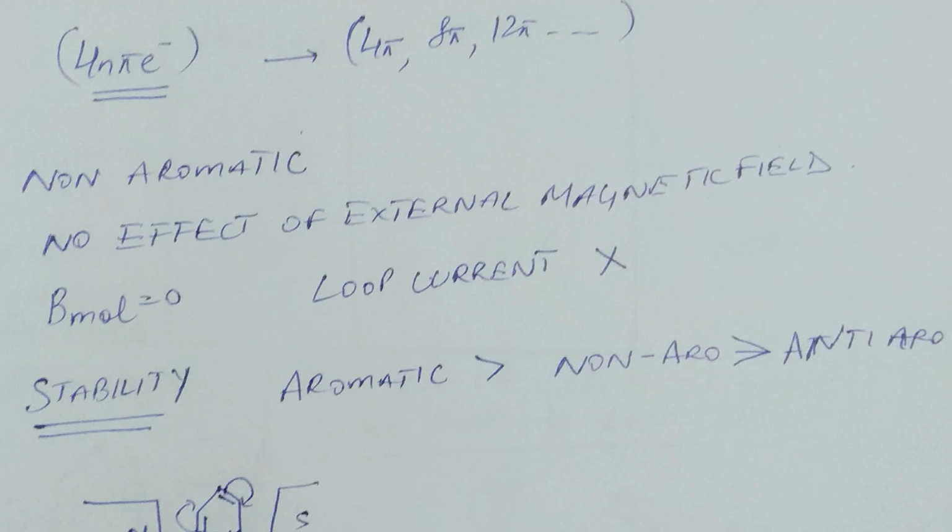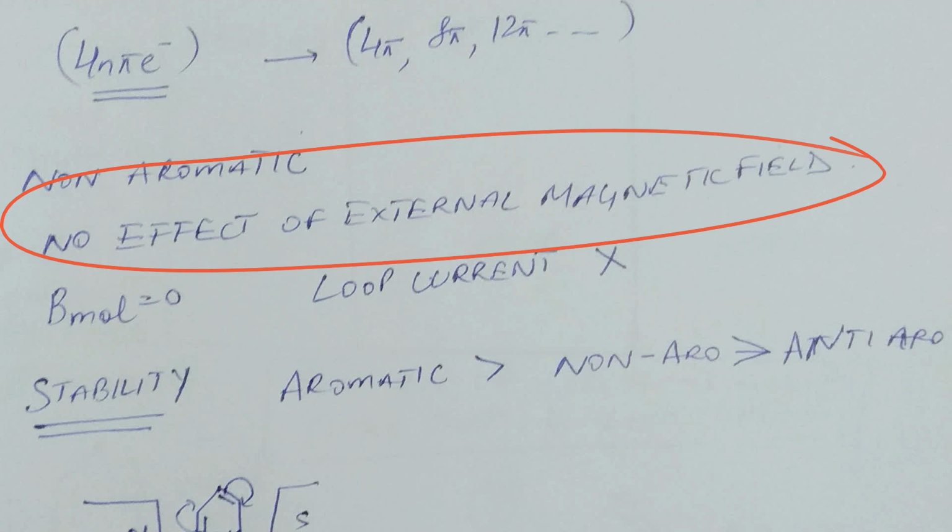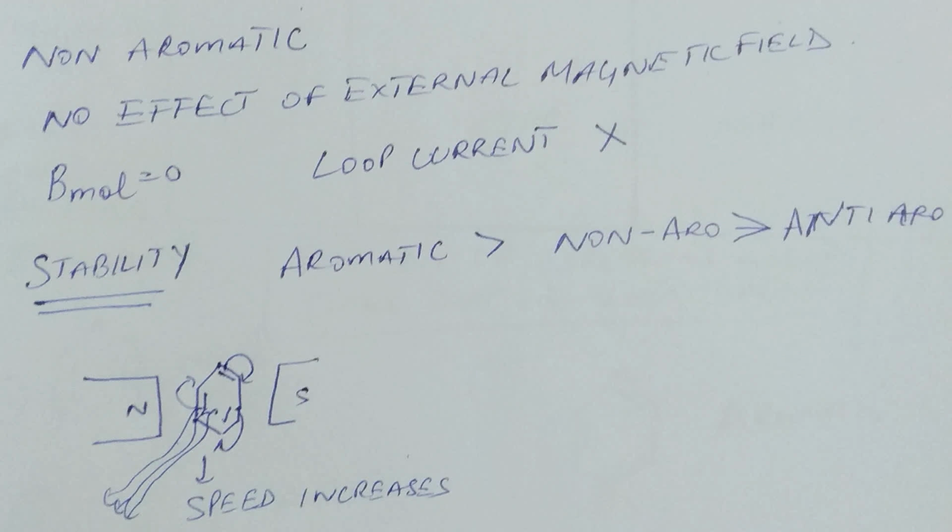Now the next topic is non-aromatic. This is very simple. No loop current will be there, so the molecule's own magnetic field will vanish and there will be no effect on the external magnetic field. Now if we consider the stability of these three types of compounds, the most stable is the aromatic compound, then the non-aromatic compound, and the least stable is the anti-aromatic compound.